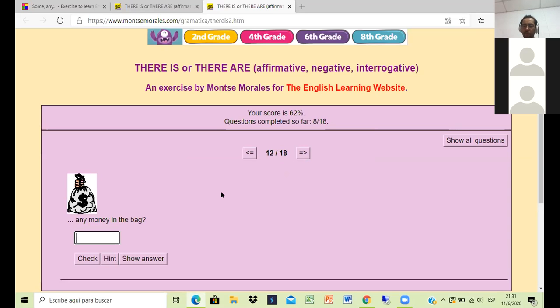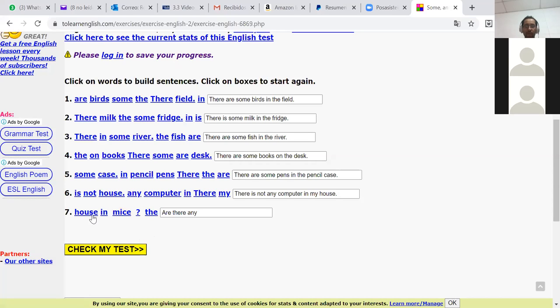Any money in the bag? Mice? I don't know that word, mice. Mouse is one and two is mice. Are there any mice in the house? Okay, check my test.